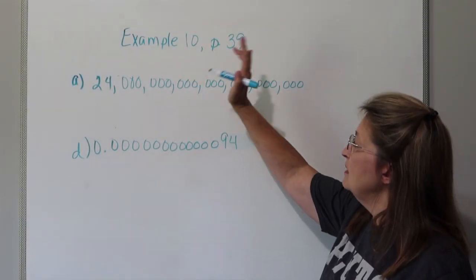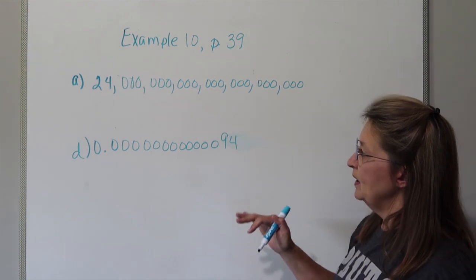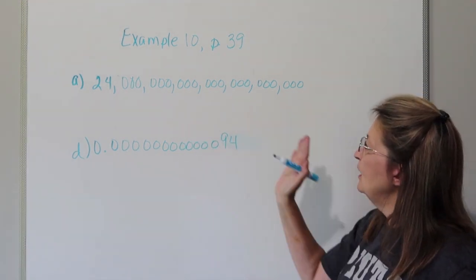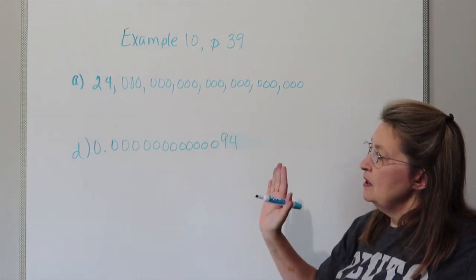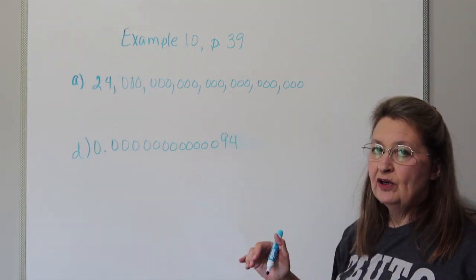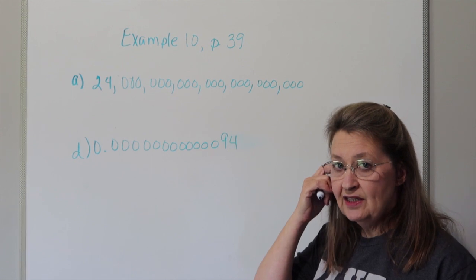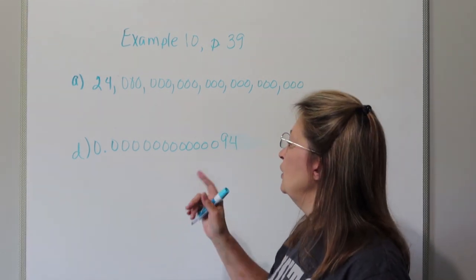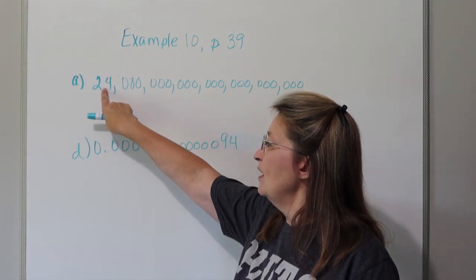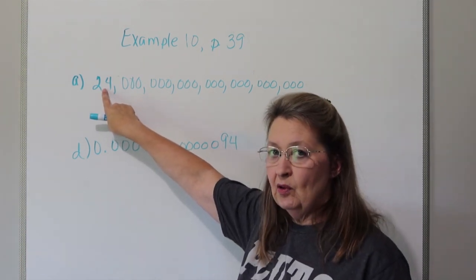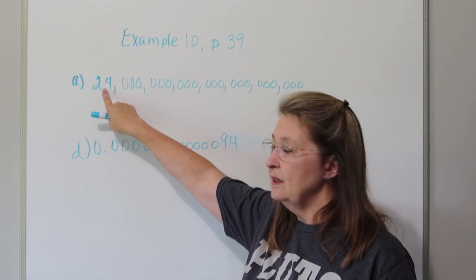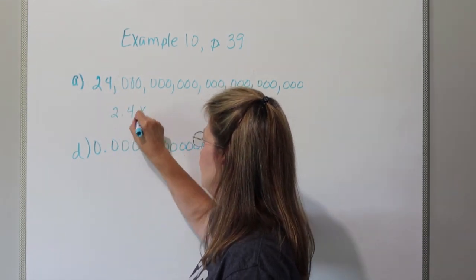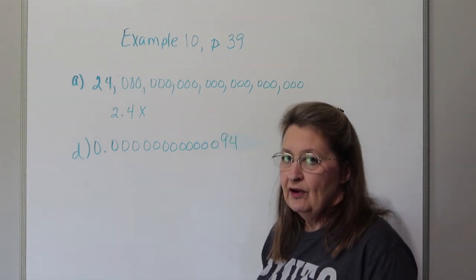Let's look at example 10 on page 39. We're going to pick out 2 problems, the A and the D problem. We are given 2 numbers in standard form, and we want to change these into scientific notation. The first thing is to find the decimal part of it. You want to put your decimal so that the number to the left of the decimal is between 1 and 10. So my decimal is going to go right here at 2.4. That's how you figure out the first part.